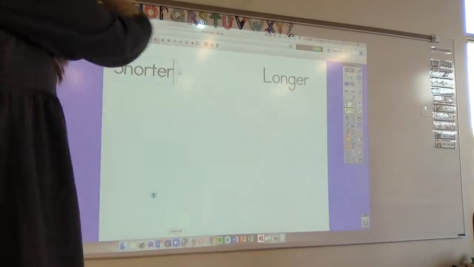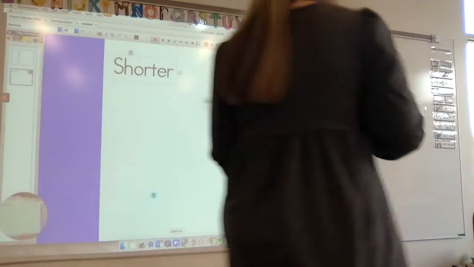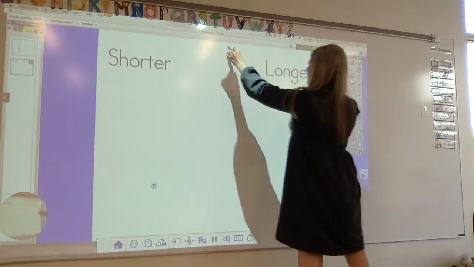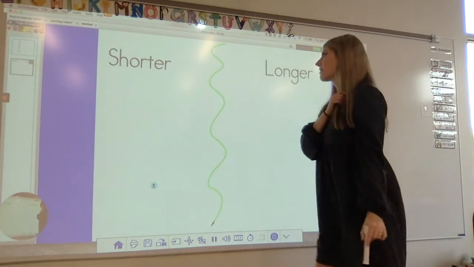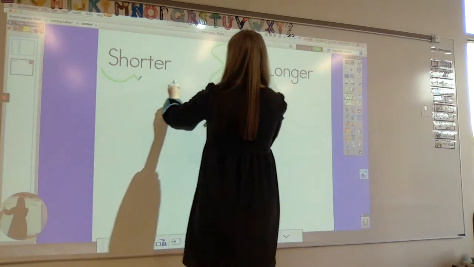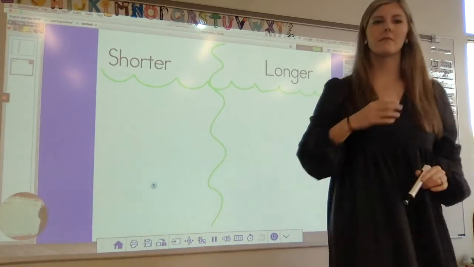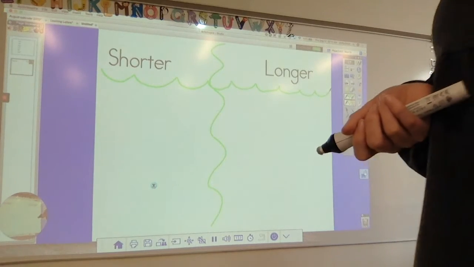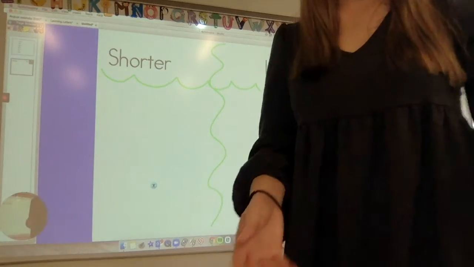So let's see here. Here's the chart that we're going to fill out. On this side we have shorter and then we have longer. I'm going to draw a little line in the middle so that we can tell the difference and keep them in order. So let's start with something that is shorter than your tower. Let's hear from Finley. Finley, what was something that was shorter than your tower?